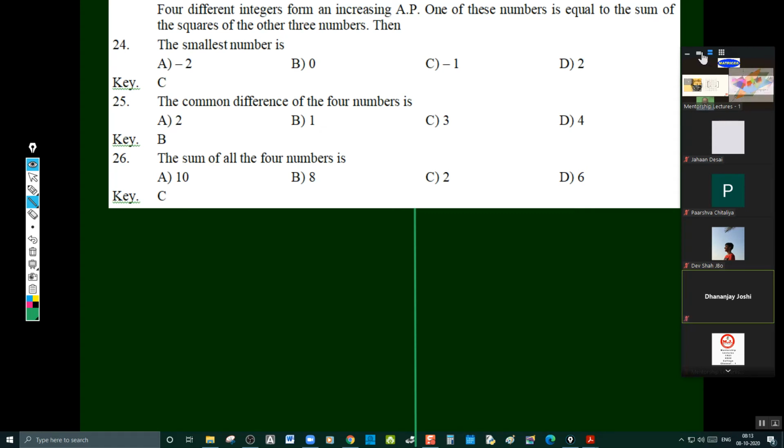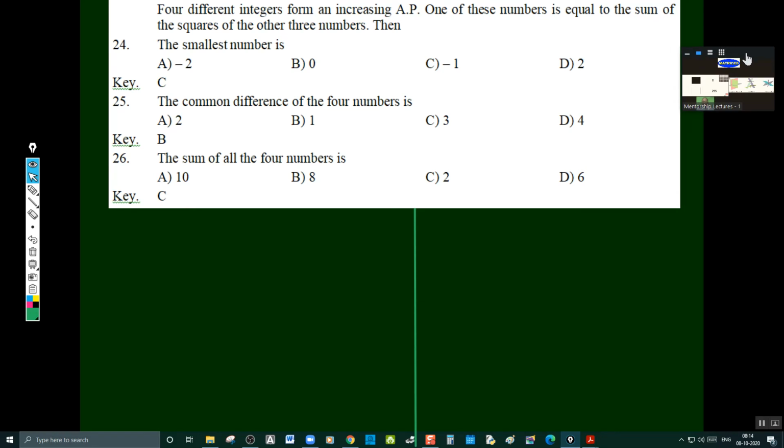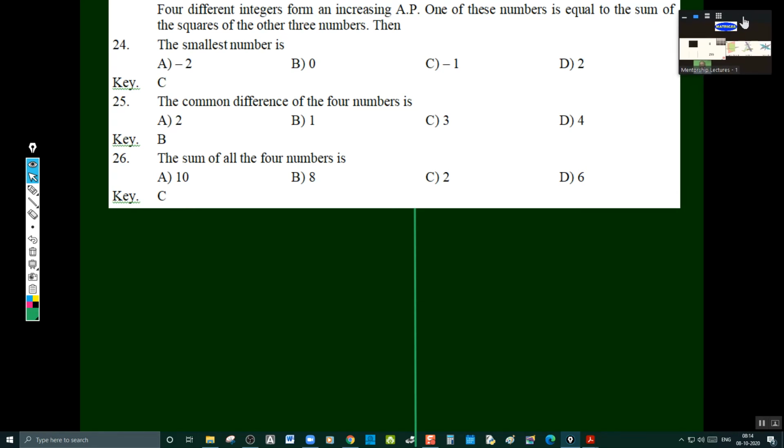Four different integers form an increasing AP. It is clearly given. They are forming an increasing AP. Okay. So, for the increasing AP, you must have d positive. Don't forget that. You must have d positive, or according to the terms also, it may be. Let us check it out.